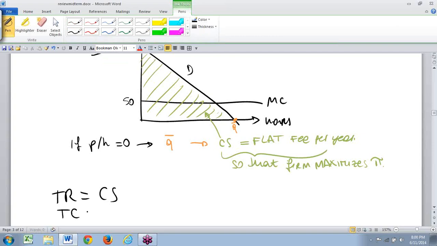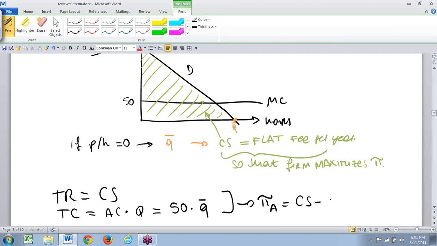What are the total costs? Total costs are equal to the average cost times the quantity. So total cost will be equal to 50 times Q bar, right? So the profits under plan A are equal to consumer surplus minus 50 times Q bar.